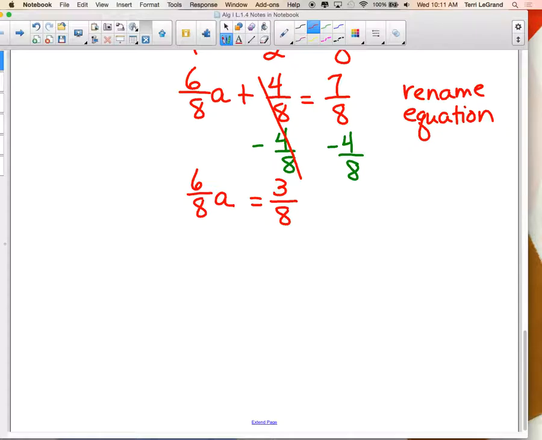We have to do what now? Divide by 6/8. Okay, so can you tell me how many 6/8 there are in 3/8? Negative something. 2? A half.